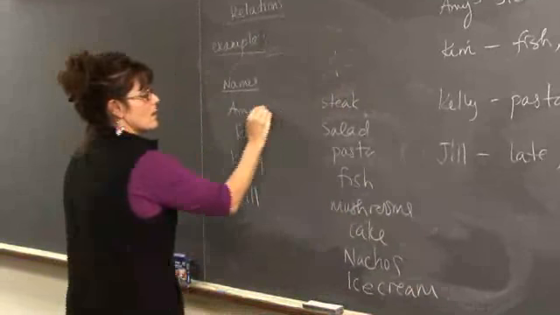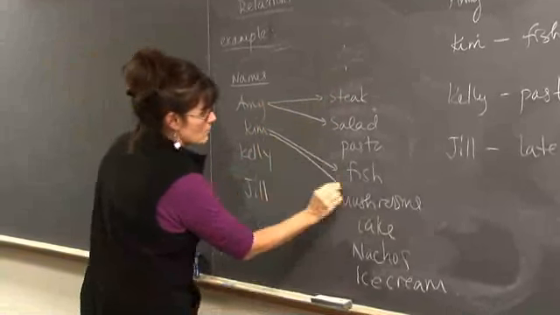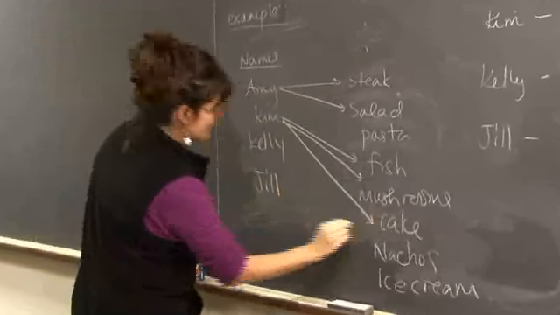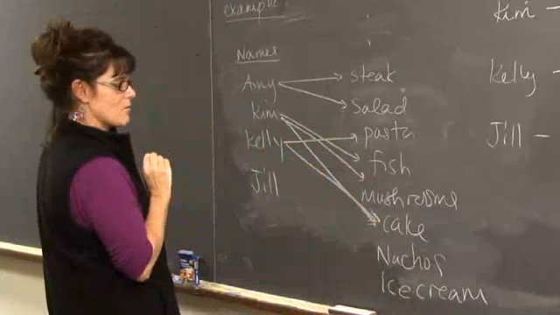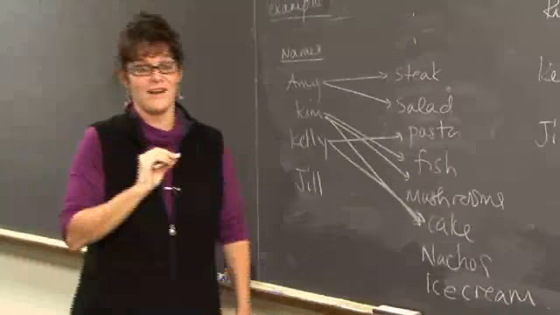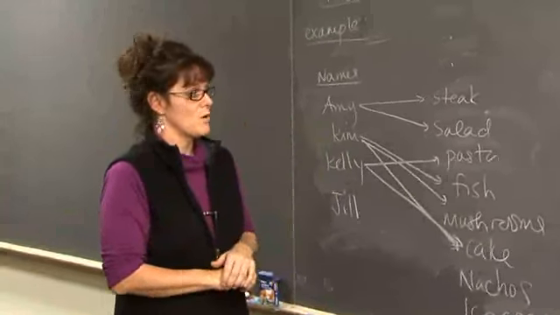So let me just draw some arrows. Amy ordered steak and salad. Kim ordered fish, mushrooms, and cake. Kelly ordered pasta and cake. See, I used to be a waitress. This is why I can remember all these. And Jill ordered nothing. So this is a different arrow diagram. This is very different than the arrow diagram we had up before.